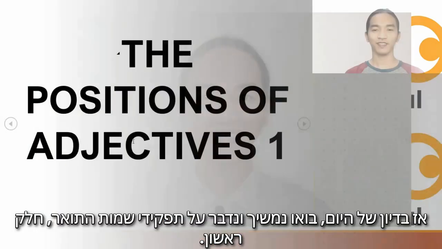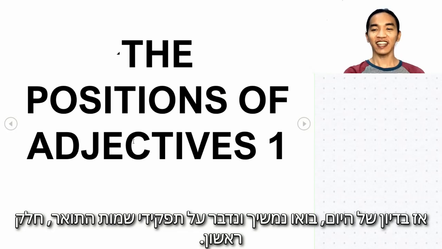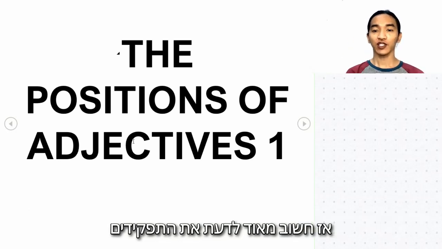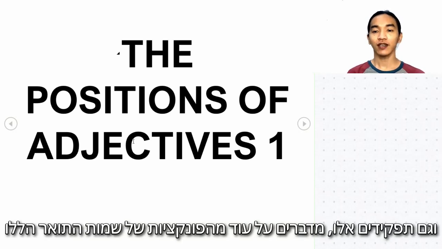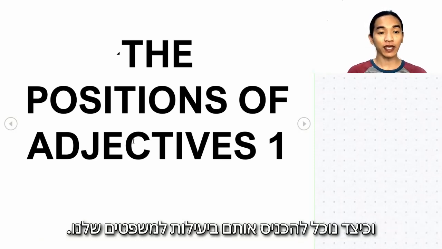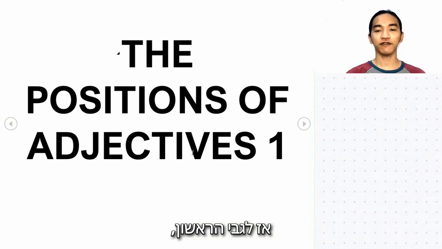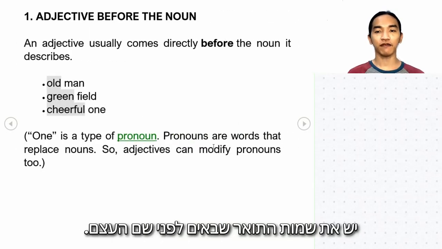Let's go. So for today's discussion, let's talk about the positions of adjectives, part 1. So it is very important to know the positions of adjectives for us to classify them well. And also these positions talk about more of the functions of these adjectives and how we can effectively put them in our sentences. Okay, so for the first one, we have your adjectives before the noun.